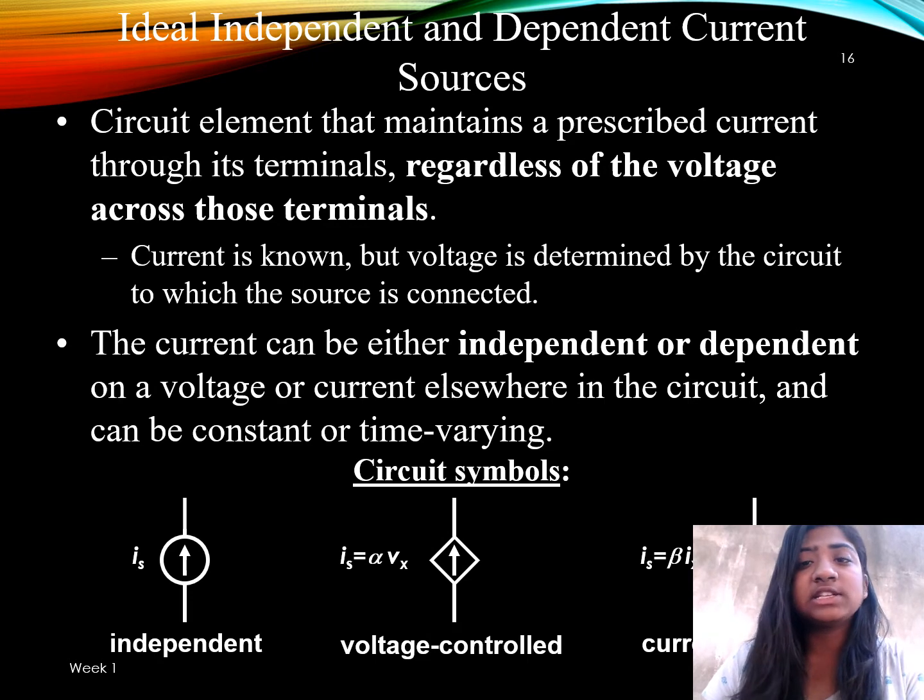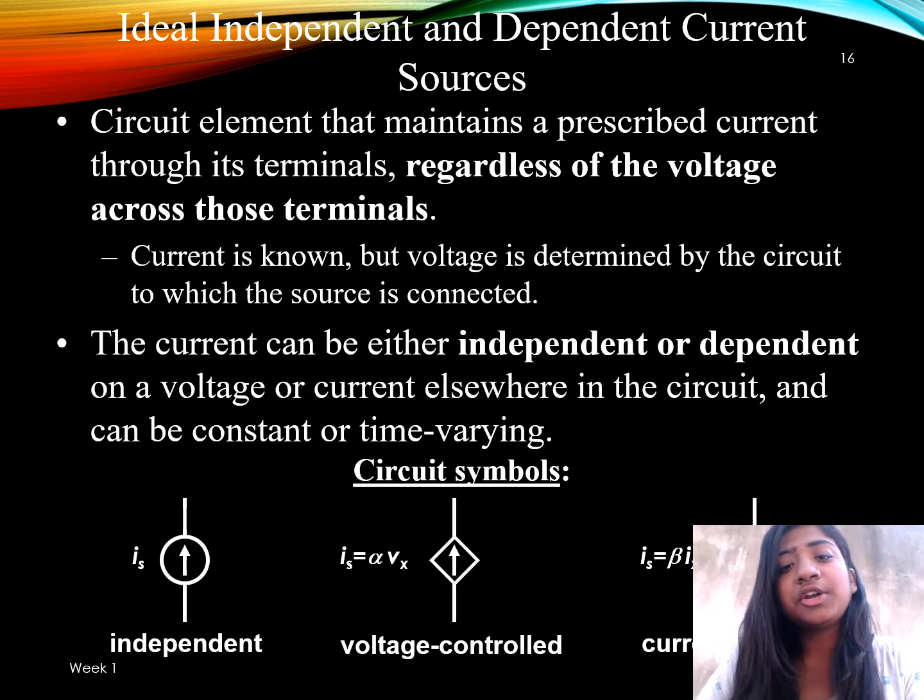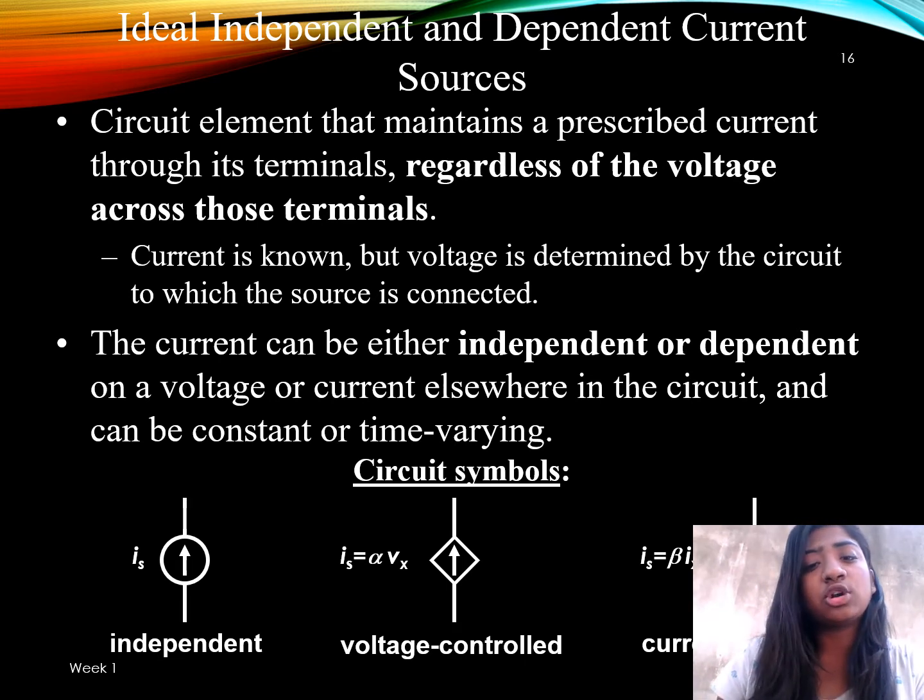Ideal, independent and dependent current sources. A circuit element that maintains a prescribed current through its terminals regardless of the voltage across those terminals. Current is known but voltage is determined by the circuit to which the source is connected. The current can either be independent or dependent on a voltage or current elsewhere in the circuit, and can be constant or time varying. Here are circuit symbols for those.